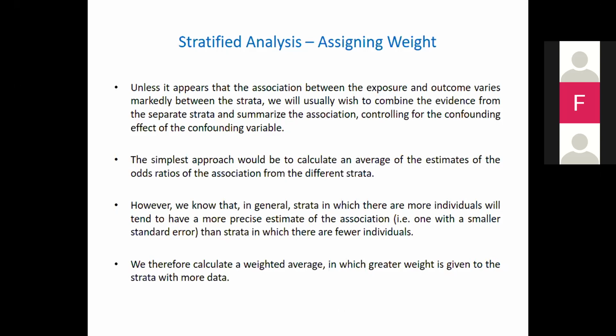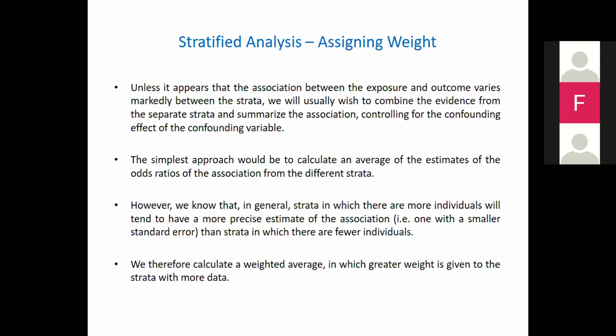Now look at the first statement: unless it appears that the association between the exposure and outcome varies markedly between the strata. If it's very marked, you can see it physically. You know that this is effect modification. You know it's not a confounder. But when it is not really marked, you just see that they are different, but maybe you have even put the test and it shows that it's the same. There's not much difference there.